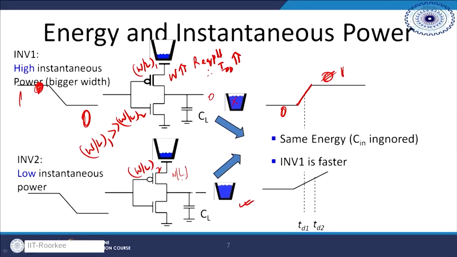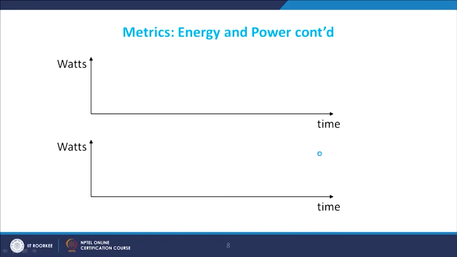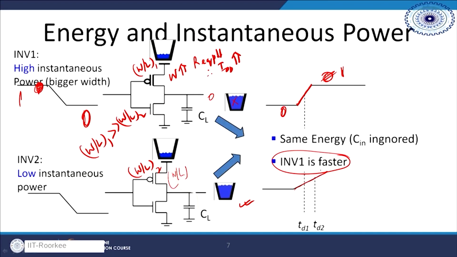But when your W by L ratio is small, you allow a larger amount of time to move, and therefore inverter 1 is faster. So, the inverter 1 is faster. So, why is it faster?